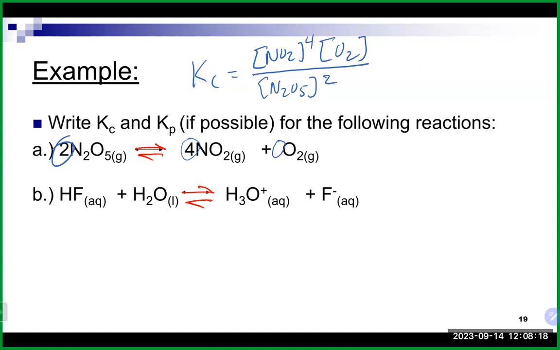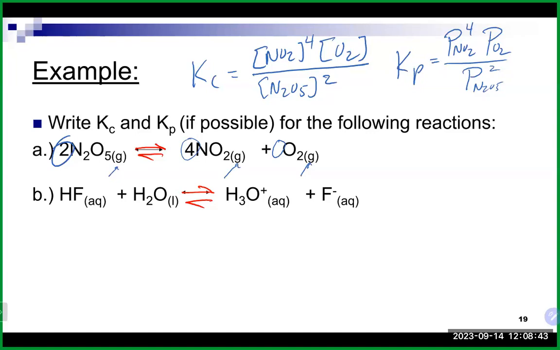So that's our Kc. In this case, we do have gases all the way through, so we can write a Kp, and it basically will be the same thing, except it will be the partial pressure of NO2 to the 4th, the partial pressure of O2, and the partial pressure of N2O5 squared. Any questions on either of those?